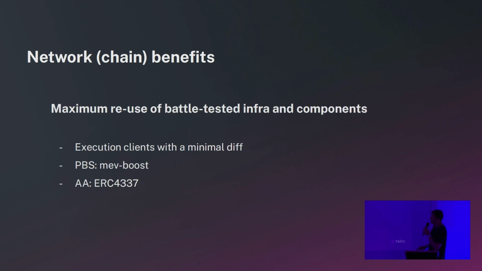So maximum reuse of all the infrastructure, that means we get to reuse execution clients with a minimal diff. Right now we use Geth with a very minimal diff that we expose on our site that you could follow along. We get to reuse PBS infrastructure, proposer builder infrastructure, like MEV Boost for building blocks. And we get to use account abstraction infrastructure and components following the 4337 spec. So again, just by following the Ethereum spec perfectly, we get to reuse so many of these battle-tested solutions and kind of this huge tailwind that the Ethereum ecosystem at large has built for us.